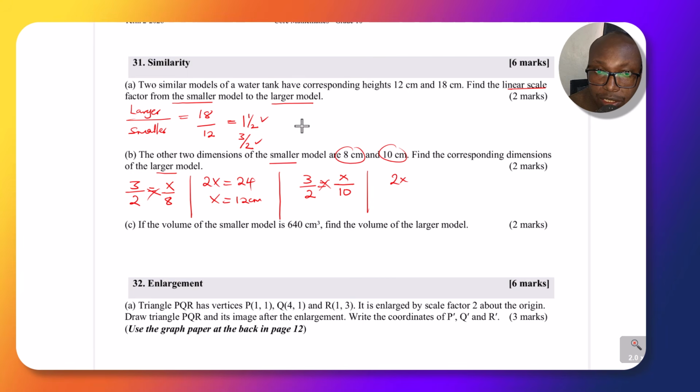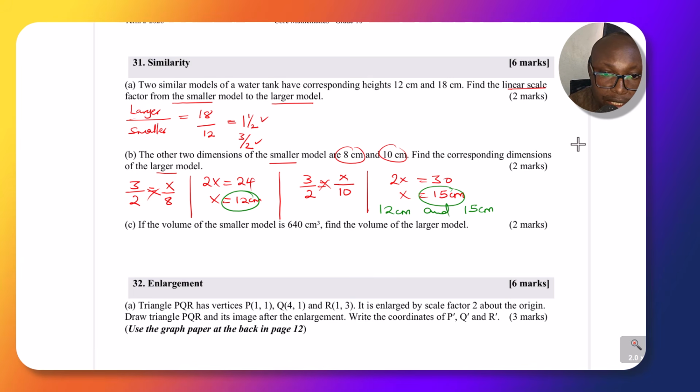2 times x, of course you get 2x is equal to 3 times 10, that is 30. So you have x to be 15 centimeters. And therefore these are the dimensions. The dimensions are 12 and 15. So 12 centimeters and 15 centimeters. So those are the dimensions.